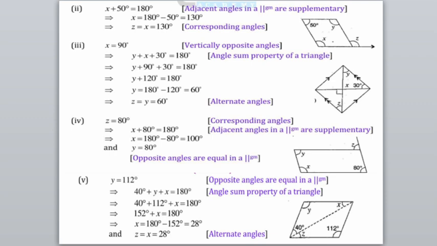Now x and z are alternate angles, and we know that alternate angles are always equal. So if x is 28 degree, then z is also 28 degrees. Therefore z equals to x equals to 28 degree.